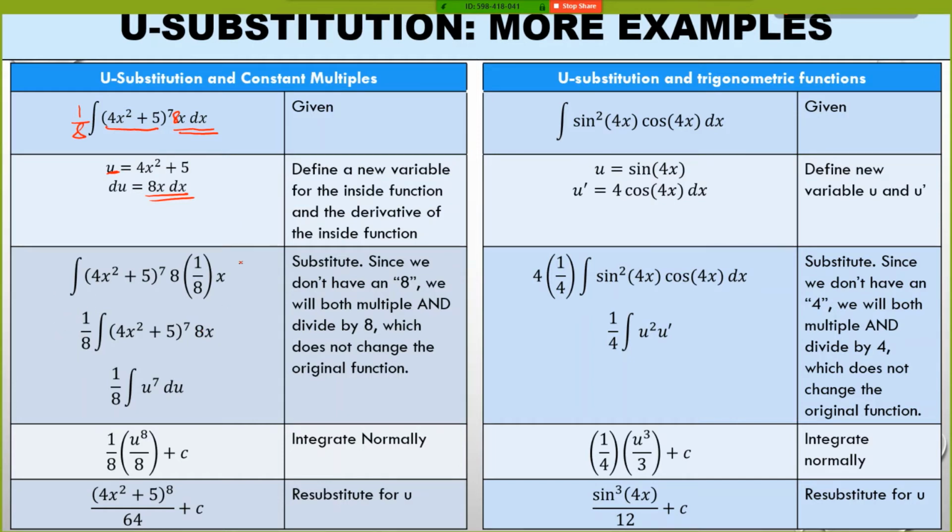That gives me an 8x dx, which we can substitute for du. Our inside function, 4x squared plus 5, we can substitute to become u. Now I can integrate normally. If I integrate u to the 7th power, I get u to the 8th power divided by 8, times the 1/8 that I already had on the outside, which gives me u to the 8th over 64. Then I substitute u is 4x squared plus 5 to get 4x squared plus 5 to the 8th power over 64, plus c, for my final answer. Any questions on what we did here?